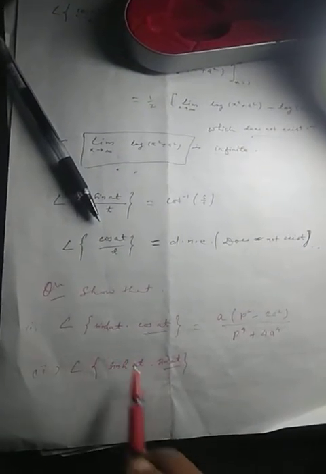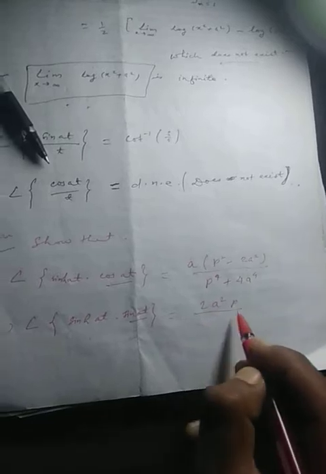And the question is, friends, instead of direct sin at, the setter is more interested in giving you sin hyperbolic at and cos at. So the second question is the Laplace transform of sin hyperbolic at into sin at. The difference between these two questions is nothing but these terms. This is cos at and this is sin at, and this term is the same in both questions. So this will give you 2a square times p upon p raised to 4 plus 4a raised to 4, and I am giving the solution on the next page.